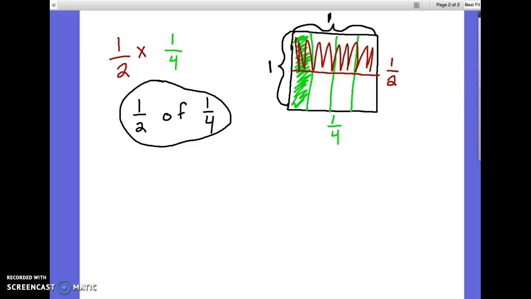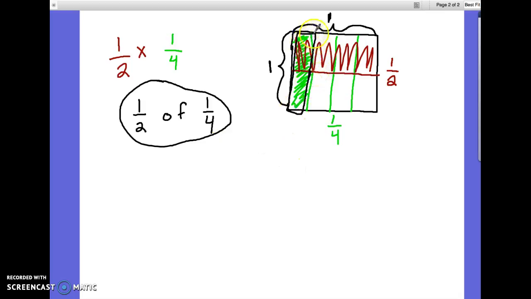Now we've got all this shading, we've got all this scribbling, we've got our fractions. Well, what does this mean? Remember how I said that we're looking for 1/2 of 1/4. I know that this entire region right here is 1/4 of my shape.